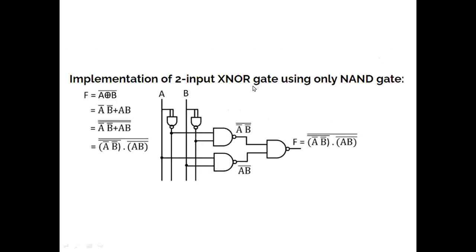Next, implementation of a two-input XNOR gate using NAND gates. When the expression is in SOP form, which is to be implemented in NAND gate logic, you have to double complement it, and then use De Morgan's law to simplify this expression. A bar B bar plus AB complement is equal to (A bar B bar) complement dot (AB) whole complement.